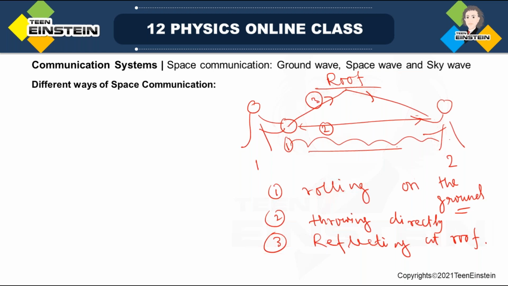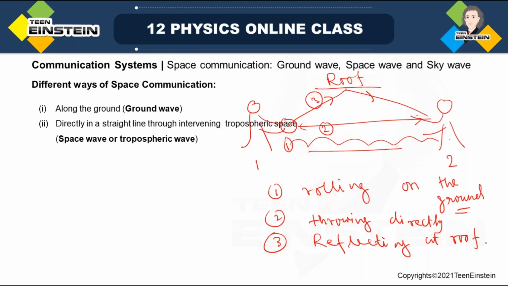Similarly, there are three types of space communications. One is along the ground, which is called ground wave, and then directly transmitting the signal in a straight line through intervening tropospheric space. That is called space wave.